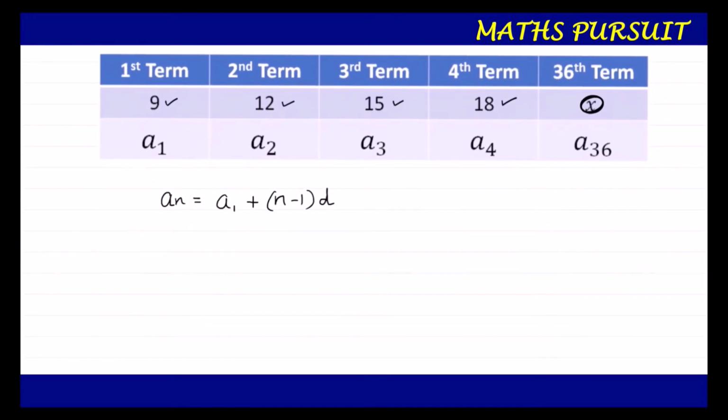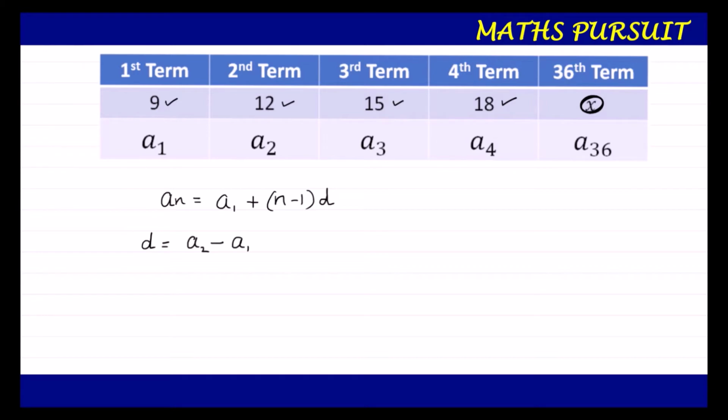So looking at the formula, definitely we require an, which is the 36th term, because we are going to find out the 36th term, and we know a1, we also know n, and we do not know d. So let us first of all calculate d. d is nothing but the common difference. I can calculate d as a2 minus a1 or a3 minus a2, whichever way you people feel comfortable we can calculate.